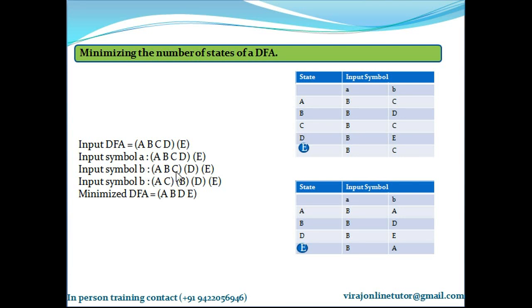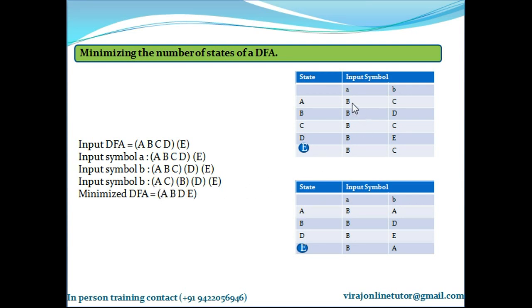So A and C on b go to the same group, but B goes to a different group. I repeat, A and C on input symbol b go to the same group, but B on b goes to a different group. That means B is not going in a group where A and C are going. So separate out B. Now check whether A and C can be separated.